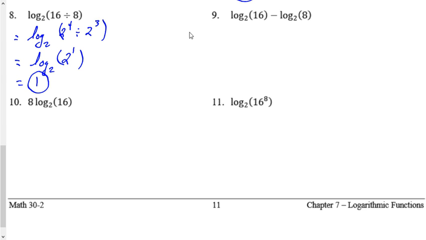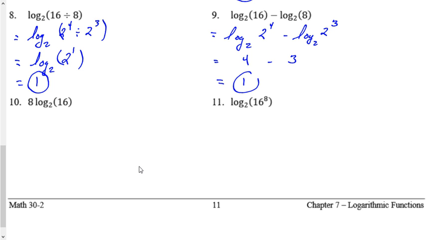For number 9, well, now I'm subtracting logarithms. In number 8, I was dividing powers. Here I'm subtracting exponents. So we would expect to get the same answer as we have in question 8. And let's see what happens. So here again, we'll have 2 to the 4th. And here I'll have my 8 is the same as 2 cubed. Log base 2 of 2 to the 4th is the exponent, which is 4. Log base 2 of 2 cubed is the exponent, which is 3. 4 minus 3 is 1. And there we have an example of the second law of logarithms.